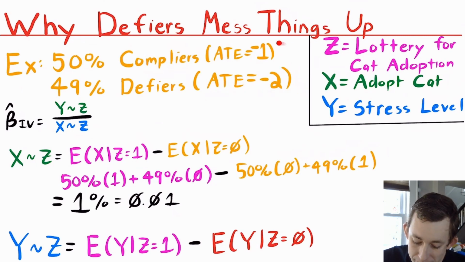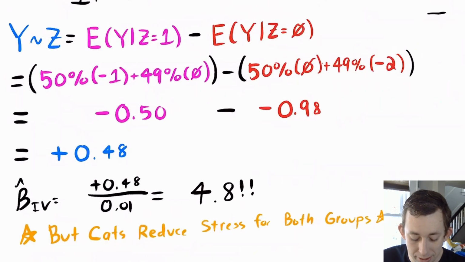So we saw just from these numbers that the effect of adopting a cat on your stress level should be negative. Adopting a cat should make you less stressed. And then we went through the math to see what happens with this example. We knew that our instrumental variable estimate was just the effect of Z on Y over the effect of Z on X. We calculated the effect of Z on X to be the average X given that Z equals 1 minus the average X given that Z equals 0. We worked through the math and we saw that we got 0.01 because of the fact that these defiers show up over here, because when Z is 0, the defiers have a treatment status of 1 because they're defiers. And when Z equals 1, the compliers are the ones who have a treatment status of 1 because they are compliers.